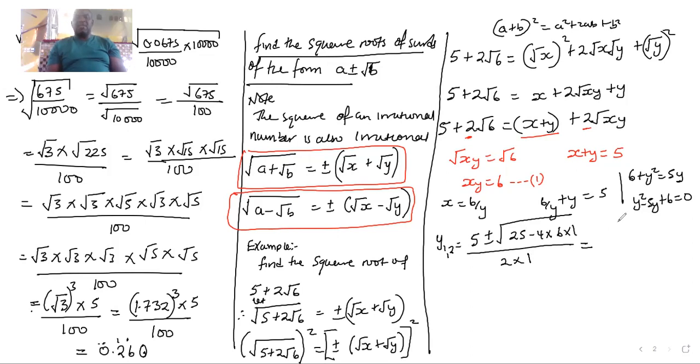Put it in a calculator and give me the answer. This is the same as 5 plus or minus 1 over 2. So y1 is equal to 3, y2 is equal to 2. Meaning x1 will be 6 divided by 3 is 2. Then x2 will be 6 divided by 2 is 3. And those will be our answers. So the possible solutions are those ones.